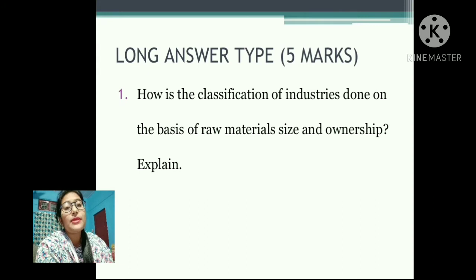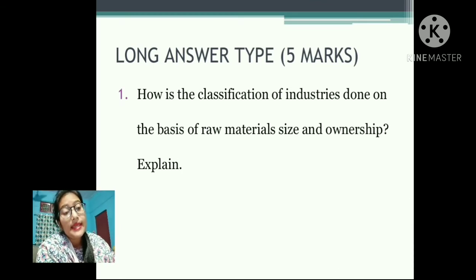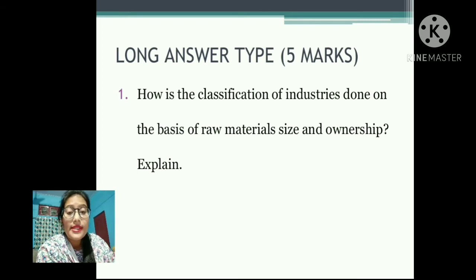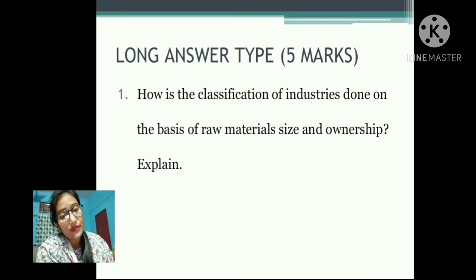So students, on the basis of raw materials, you have to explain agro-based, forest-based, mineral-based and marine-based industries. Then under size, you have to explain about small scale and large scale industries. Then under ownership, you have to explain about public sector industries, private sector industries, joint sector industries and the cooperative sector industries. All right.